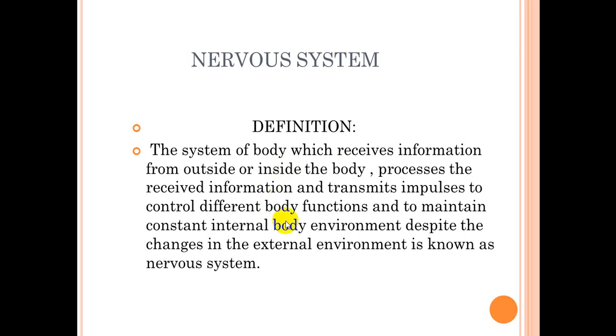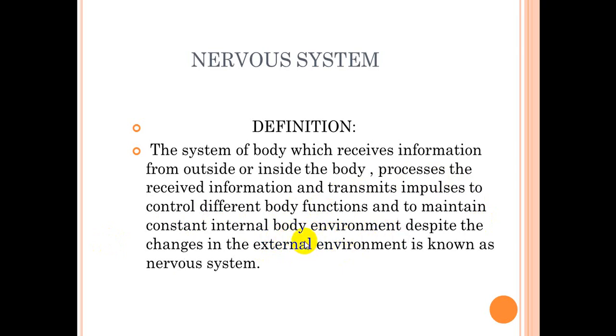So basically, this is the system of our body which receives information from outside or inside the body. After that, it will process that information, and after the processing, it will transmit, it will send impulses, messages back to different organs. For what purpose? To control different body functions and maintain constant internal body environment.